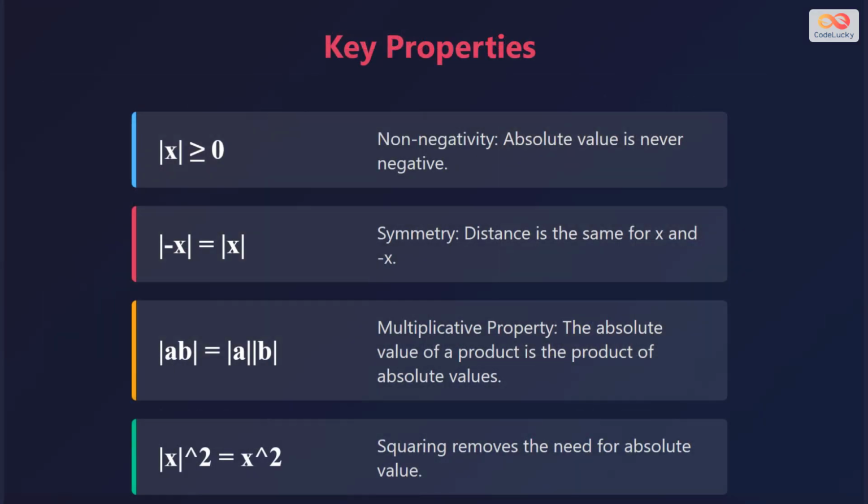Here are some key properties to remember. First, non-negativity. The output is always greater than or equal to 0. Second, symmetry. The absolute value of -x is the same as the absolute value of x. Third, the multiplicative property. The absolute value of a product equals the product of the absolute values. Finally, squaring an absolute value gives the same result as squaring the number itself.